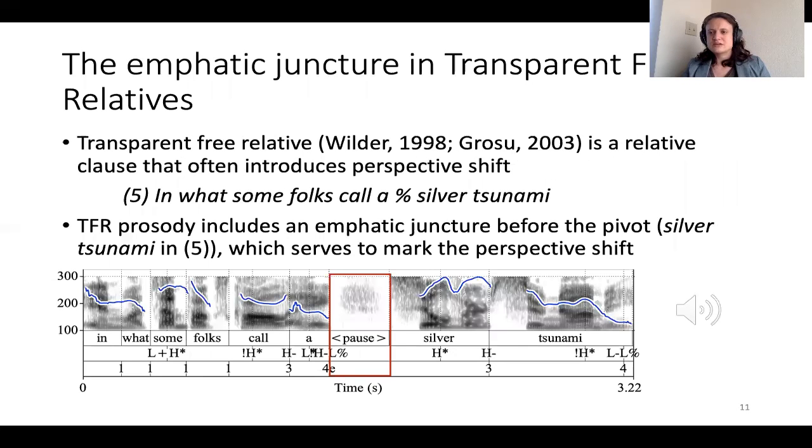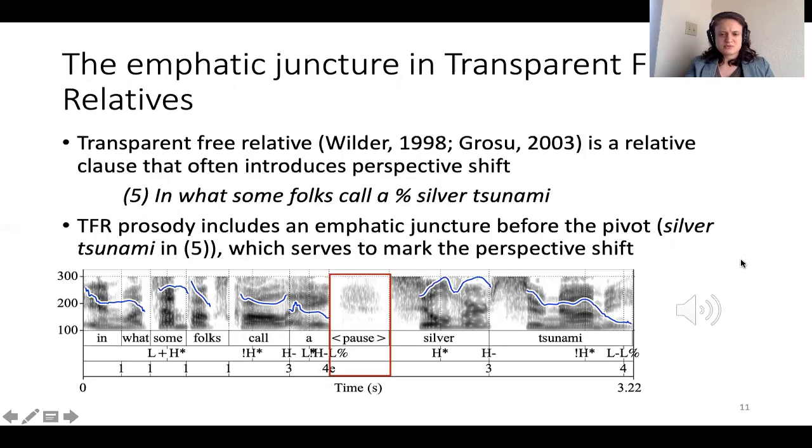So here's an example of the emphatic juncture in a different construction, namely the transparent free relative. A transparent free relative is a relative clause that often introduces perspective shift. You can see an example of one here in 5. This is from NPR, in what some folks call a silver tsunami. And so in this example, some folks is the source that's being specified as the perspective that's being shifted to. And then the emphatic juncture is inserted, marked here by the percent symbol in the transcription, between the determiner and the noun phrase silver tsunami, which is known as the pivot.